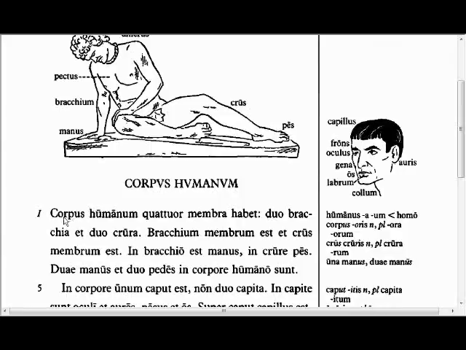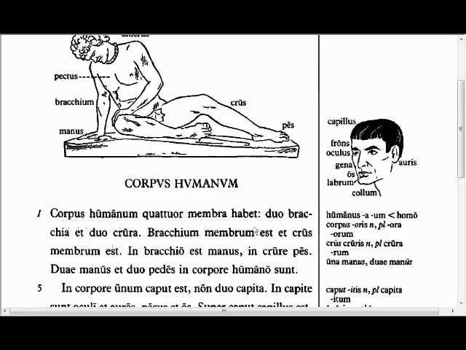Okay, so let's read this. We don't have a lot of time, and see what it means. Corpus humanum quattuor membra habet, duo brachia et duo crura. Brachium membrum est et crus membrum est. In brachio est manus, in crure pes. Duae manus et duo pedes in corpore humano sunt.